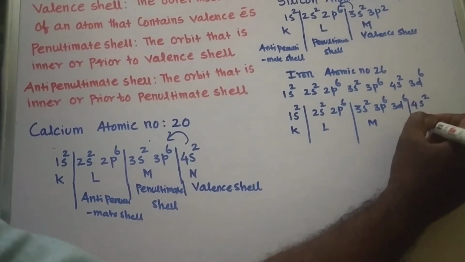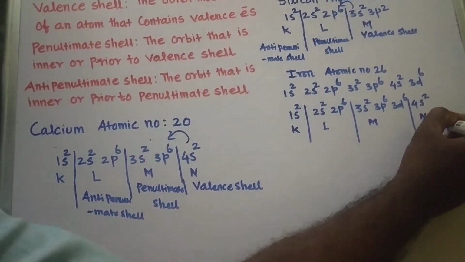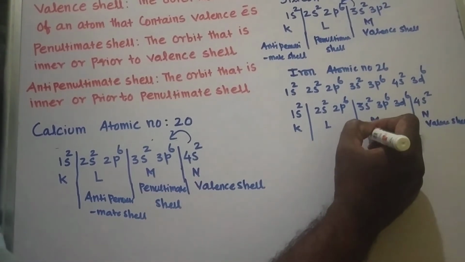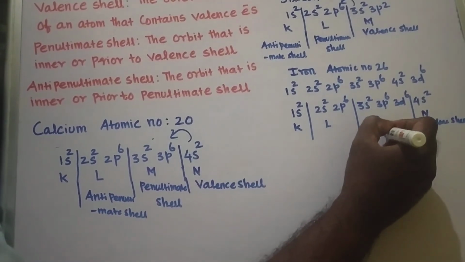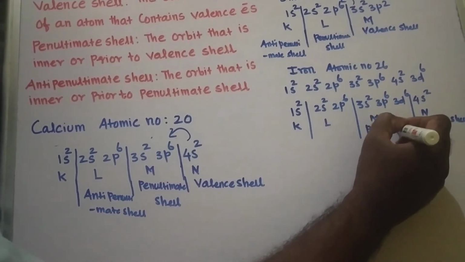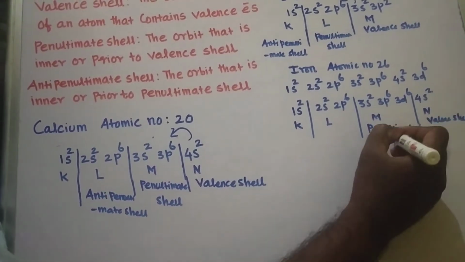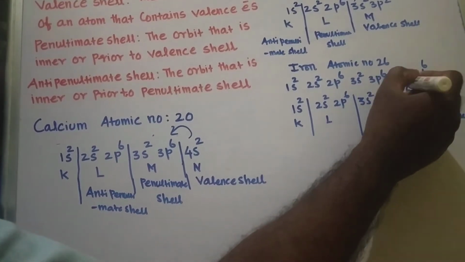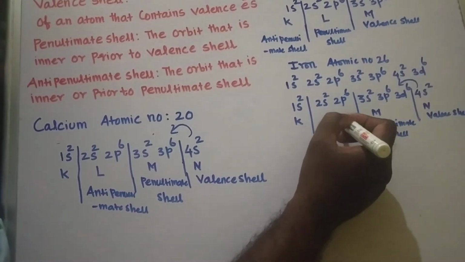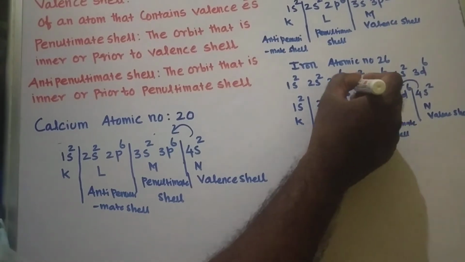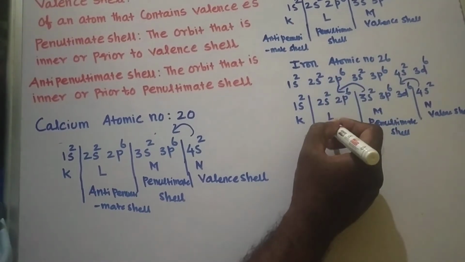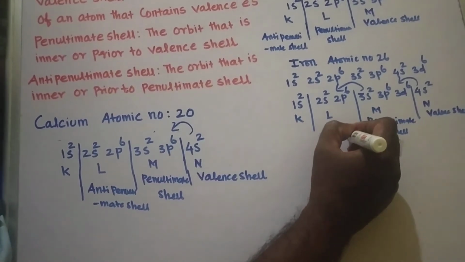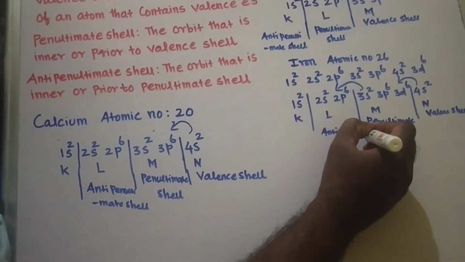So N is the valence shell and M is the penultimate shell. M is the penultimate shell because that is prior to the N. Then the shell that is prior to the penultimate shell is the antepenultimate shell. Therefore L is the antepenultimate shell.